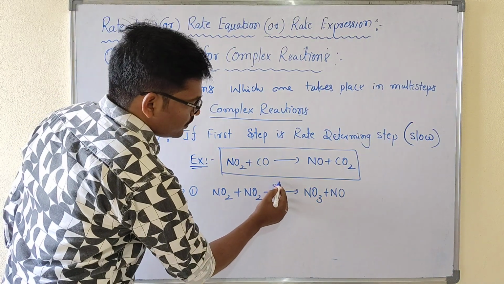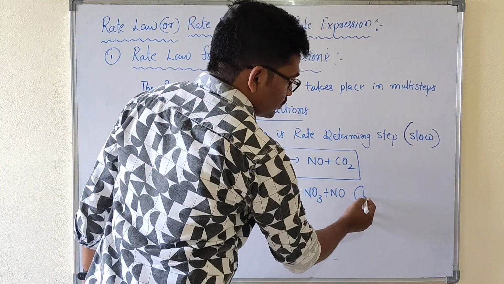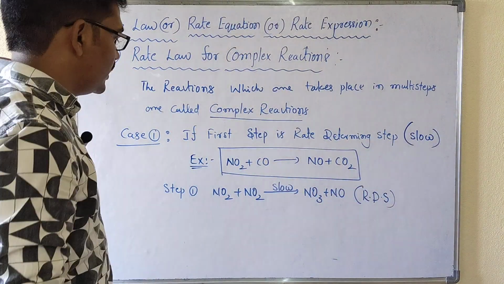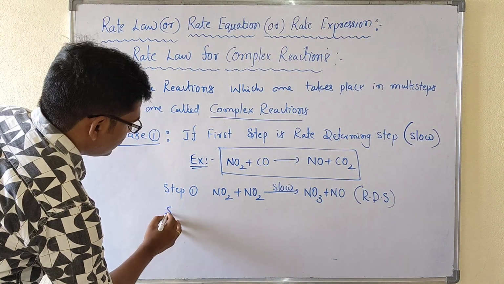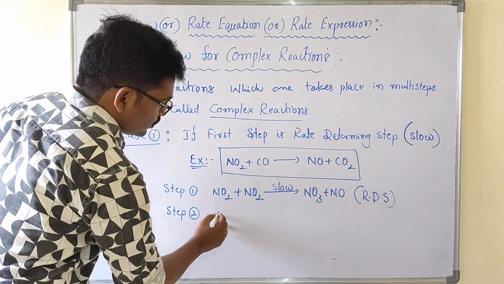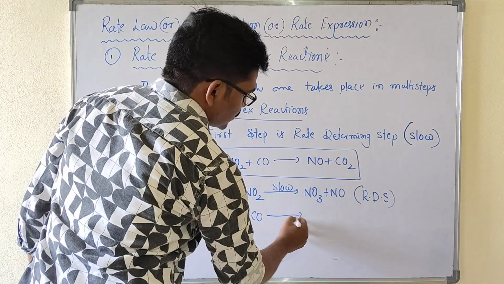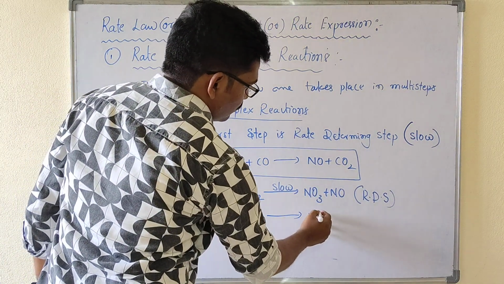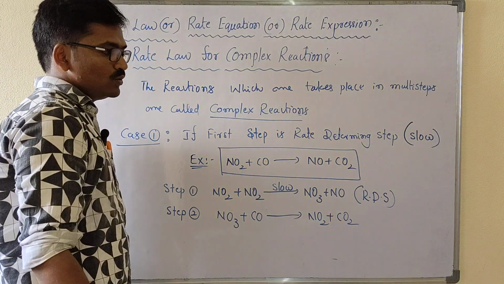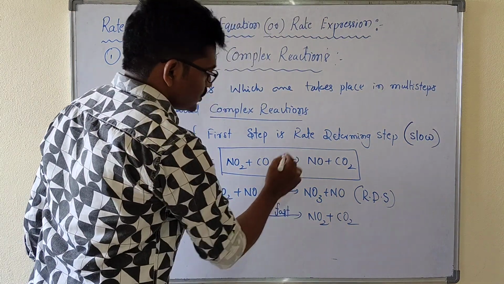This is slow step. They are mentioned, this is slow step. ఏదైతే స్లో స్టెప్ అవుతుందో దట్ ఈస్ ఆర్డిఎస్ స్టెప్, రేట్ డిటర్మైనింగ్ స్టెప్. Look at, my dear students, remember it's very important. Then step 2 you have to take. So step 2: NO3 plus CO gives rise to NO2 plus CO2. This is fast step. They are mentioned, this is fast, this is slow.